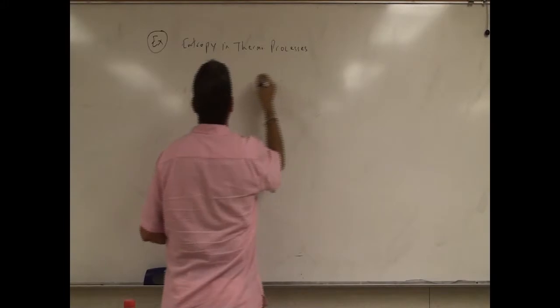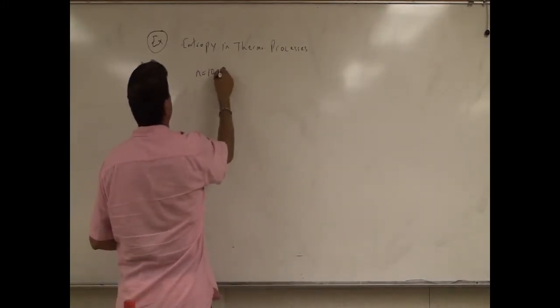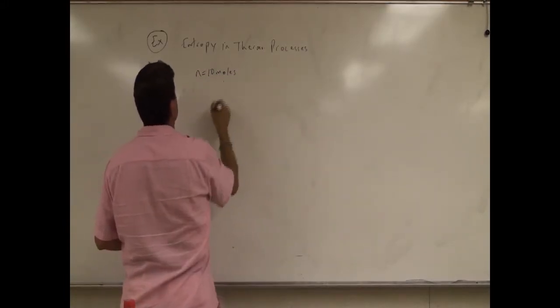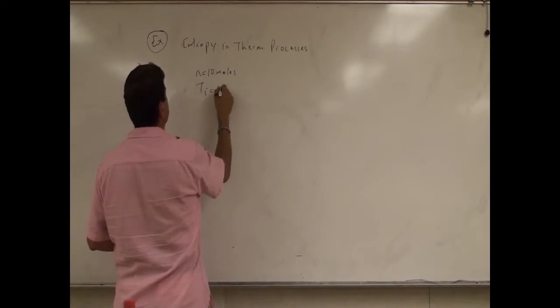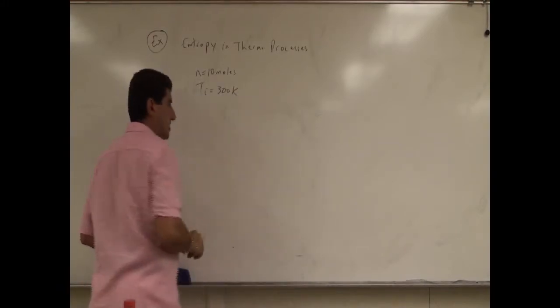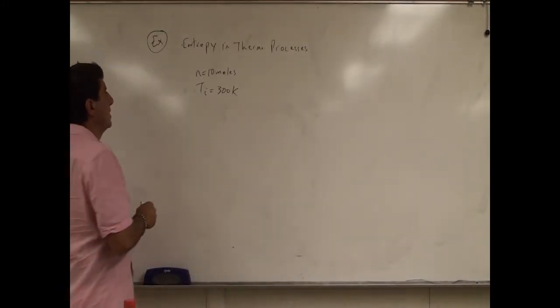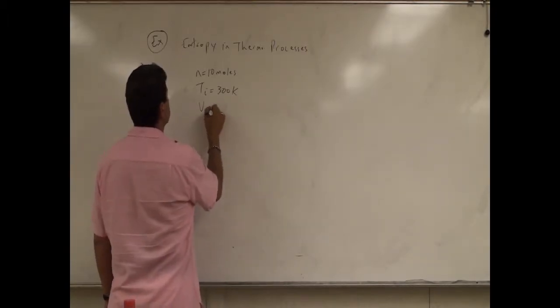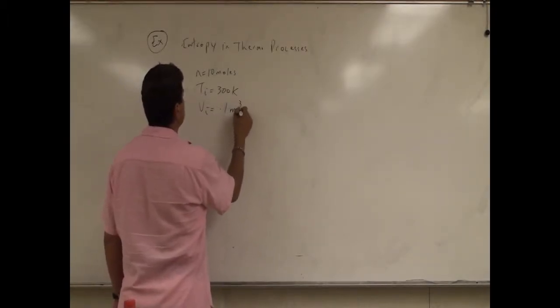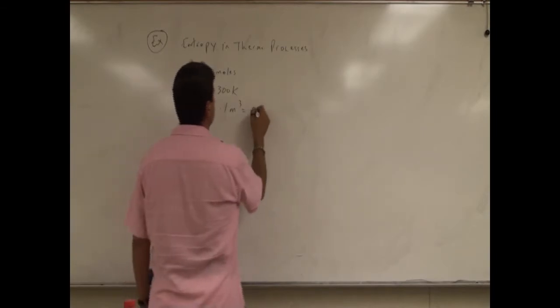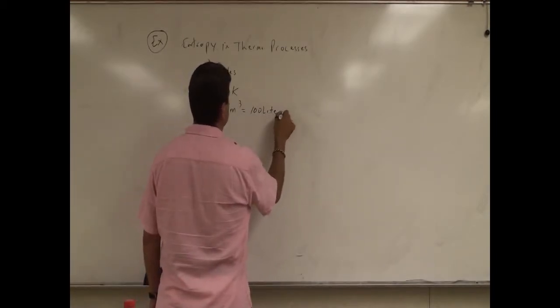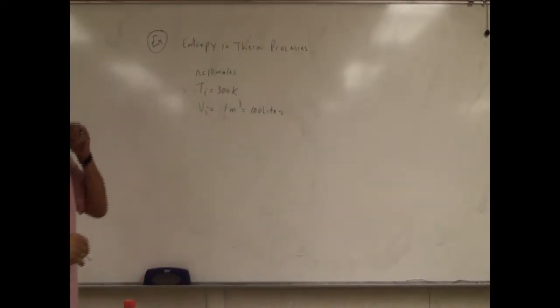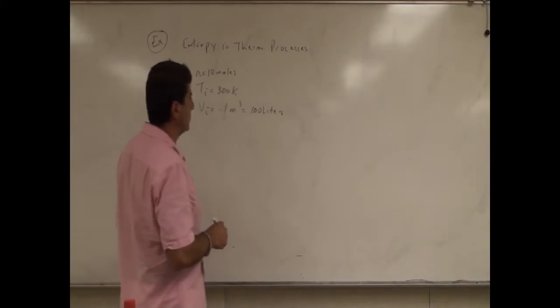So let's assume that there is 10 moles of gas. Initial temperature is going to be 300 Kelvin. So that's about room temperature, right? And then the initial volume is going to be 0.1 cubic meter, which is going to be 100 liters, right? And we can also calculate what its initial pressure is, from the ideal gas law.